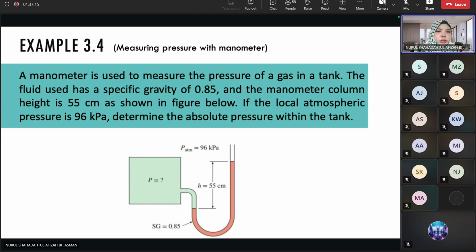So the fluid uses a specific gravity of 0.83 and the manometer column height is 55 centimeter. So if the local atmospheric pressure is 96 kilopascal, determine the absolute pressure within the tank. So we need to find pressure dalam ni. Pressure dalam ni, P itu.